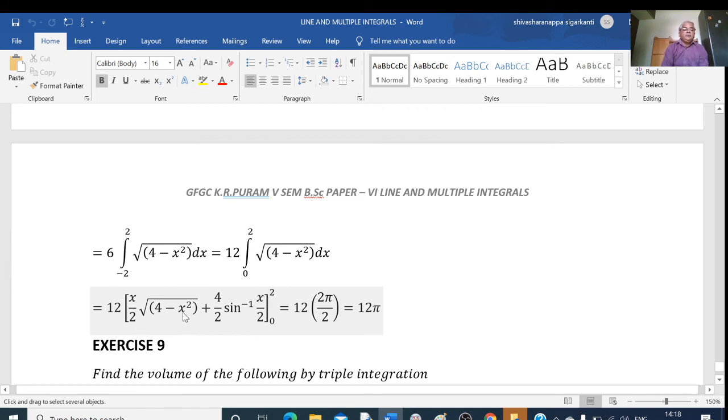See this, if I put 2 here, this becomes 4. 4 minus 4 is 0. So this term becomes 0 plus 4 by 2 is 2. Sine inverse of 2 by 2 is 1. Sine inverse of 1 is pi by 2. So here I am getting 2 into pi by 2. That is 2 pi by 2, minus.